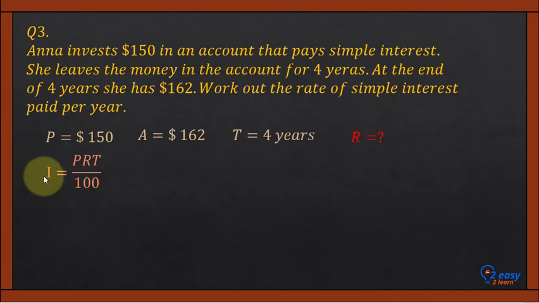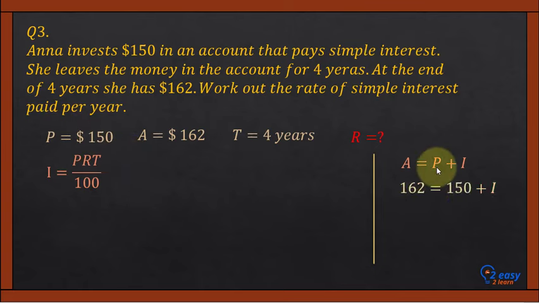So the simple interest formula, I is equal to PRT over 100. We know the value of P, we know the value of time, and we have to calculate R. So we must know the value of simple interest I. So first we'll calculate the value of I. A is equal to P plus I. The value of A is given, it is $162, and the value of P, which is the principal amount, is also given, $150.